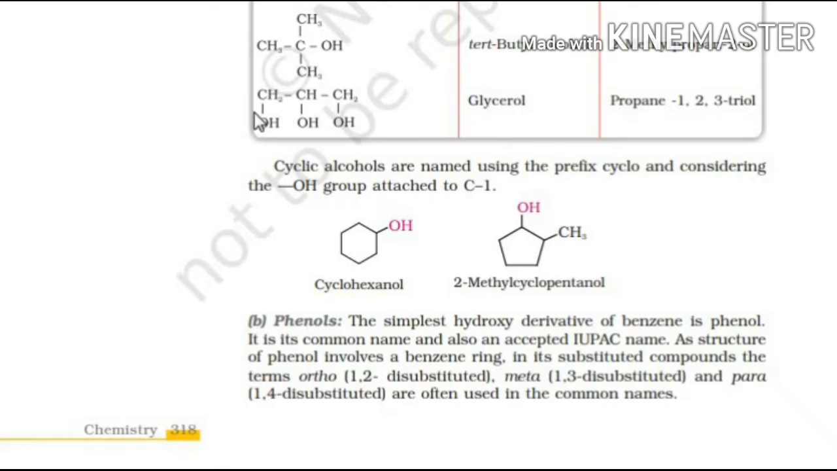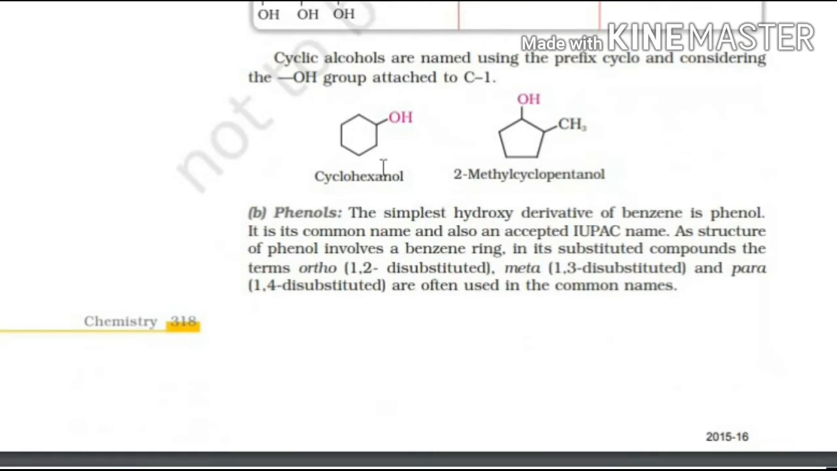Now here there are 3 carbon atoms in the chain, so propane, and for the OH group numbering, 1, 2, 3, so propane-1,2,3-triol. Tri means 3 because there are 3 OH groups, so we write triol here. And its common name is glycerol, and there is no such rule for the common name, because common names don't follow all the rules. So for glycerol there is no rule; the scientists kept this name, and we have to remember it.